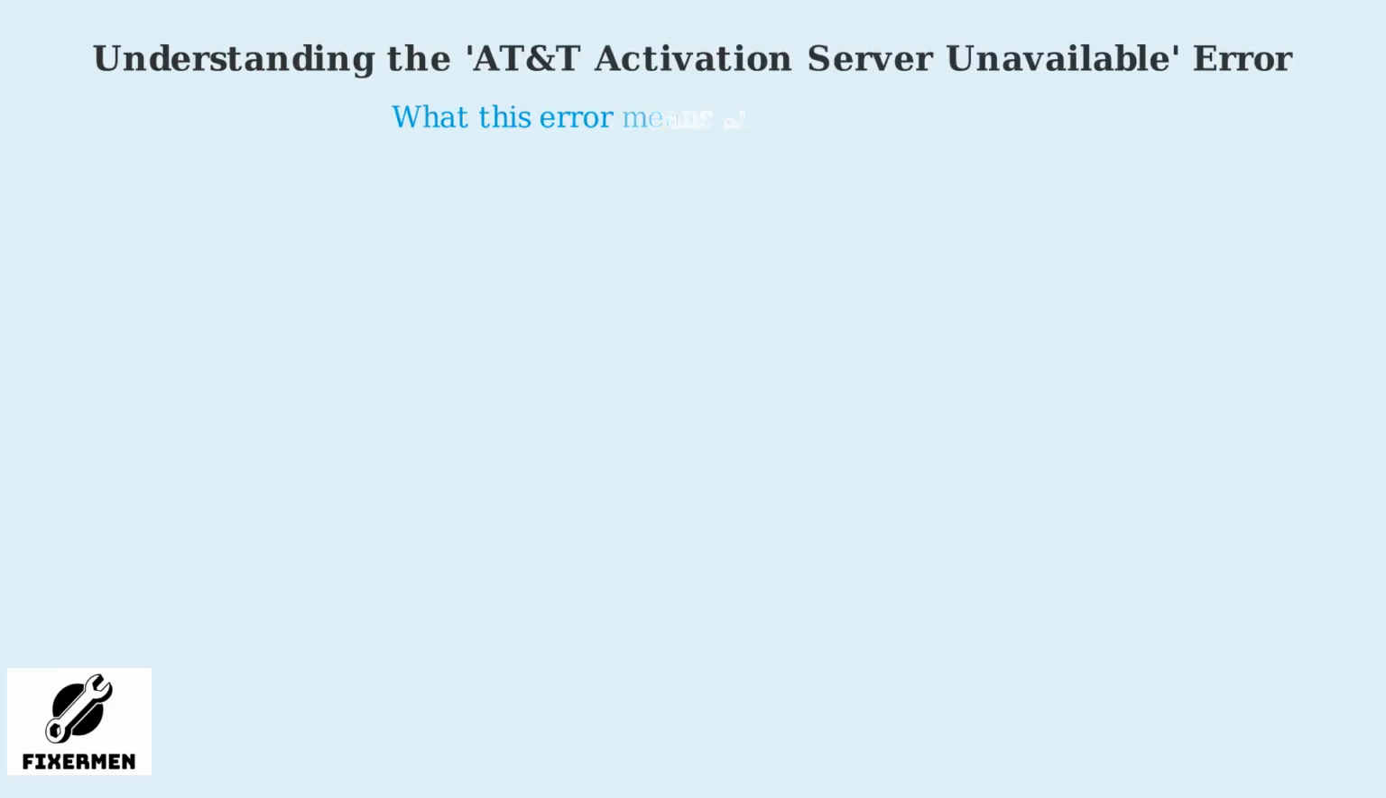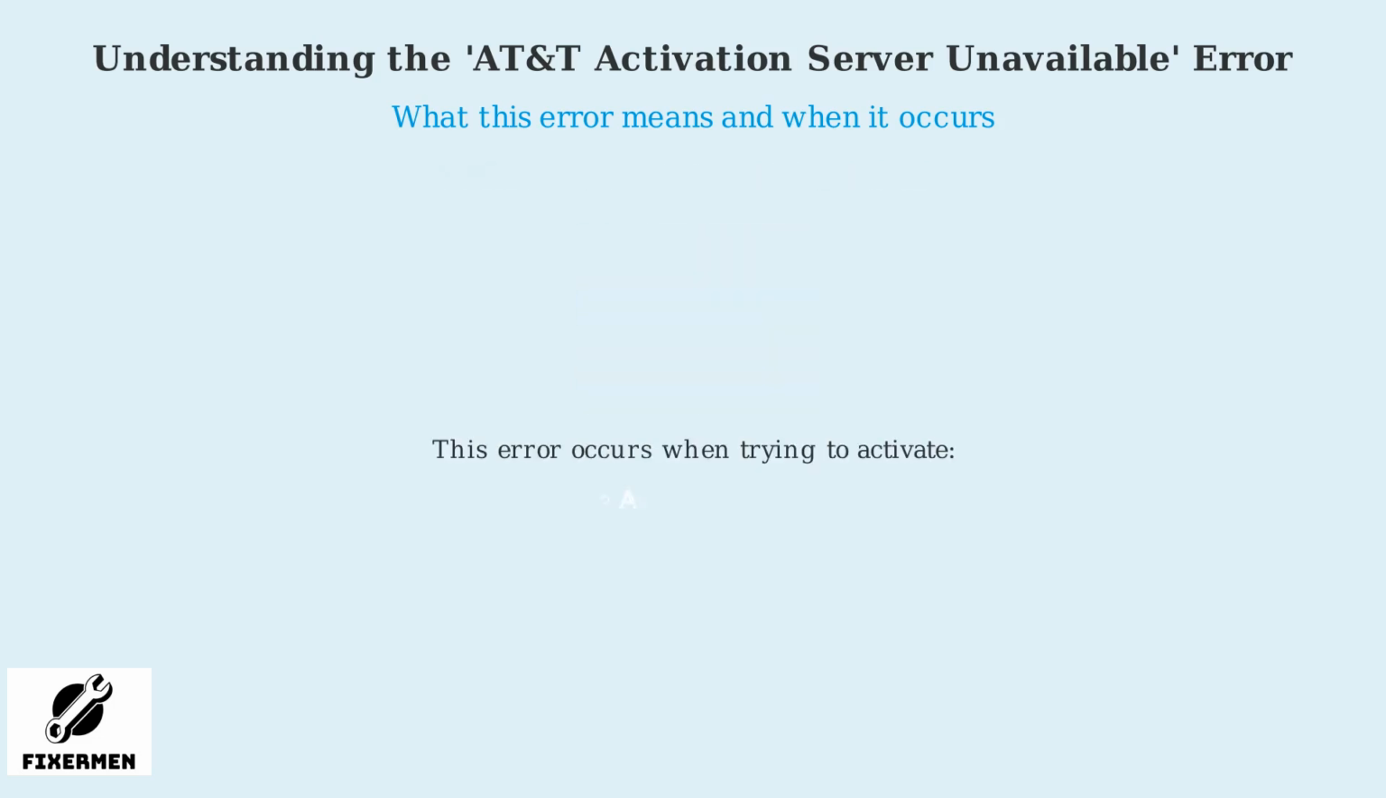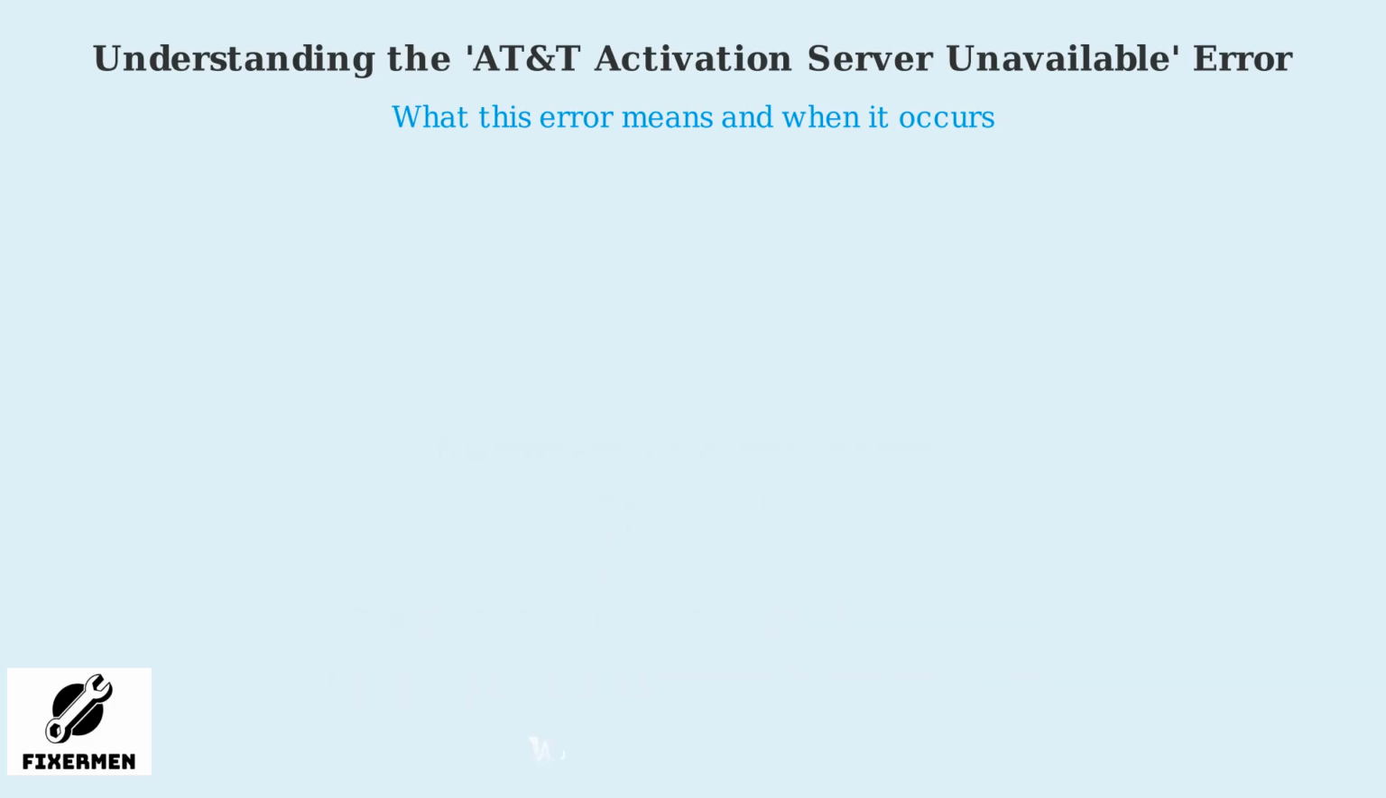The AT&T Activation Server Unavailable error occurs when you're trying to activate a new device, SIM card, or service through My AT&T, the website, or automated systems. It means the activation server is currently unable to process your request. This is often due to high traffic, server maintenance, or technical issues on AT&T's end. Don't worry, this video will help you understand why this happens and how to fix it.